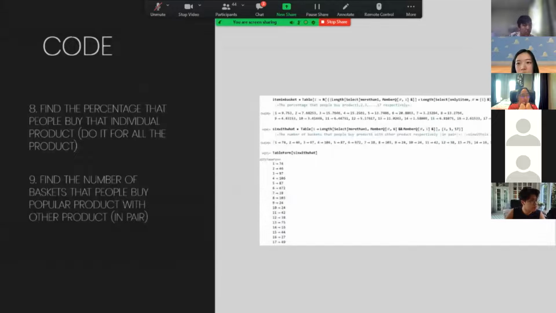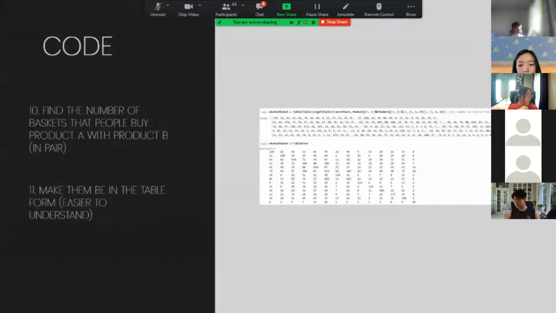So this formula is for finding the percentage that people buy an individual product. For example, people buy product 1 only 9.75%. And then I find the number of baskets where people buy the popular product with other products. Like the customer buys product 6, which is the popular product, with product 1 for 74 times. Then I put it in table form so it's easier to see. Then I use this formula to find the number of baskets where people buy product A with product B and put it in a table form. The example is this one. People buy product 1 with product 2 only 22 times.